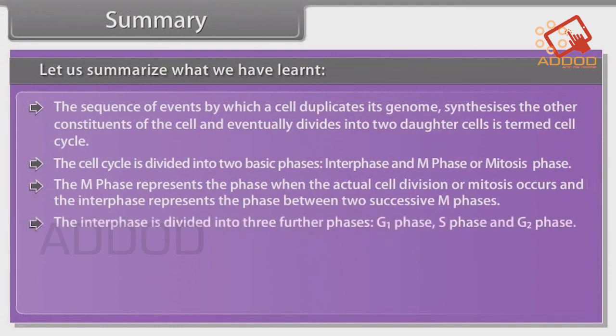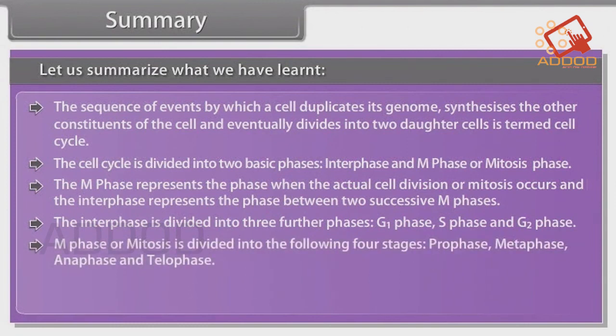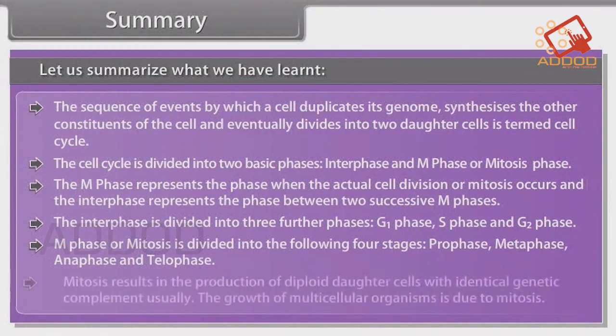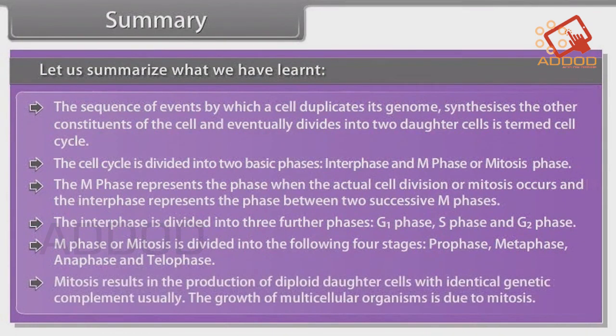The interphase is divided into three further phases: G1 phase, S phase, and G2 phase. M phase or mitosis is divided into the following four stages: prophase, metaphase, anaphase, and telophase. Mitosis results in the production of diploid daughter cells with identical genetic complement usually. The growth of multicellular organisms is due to mitosis.